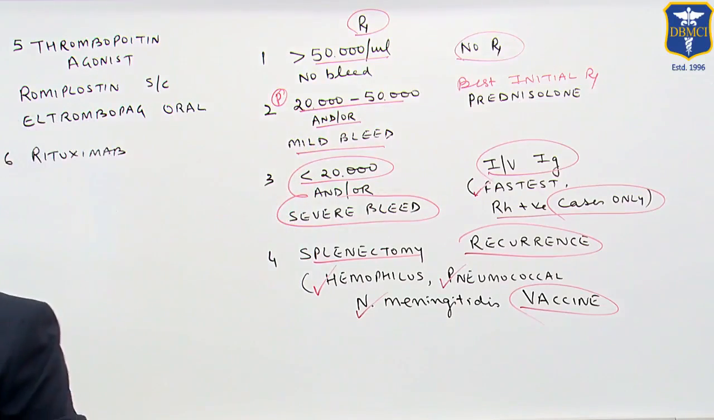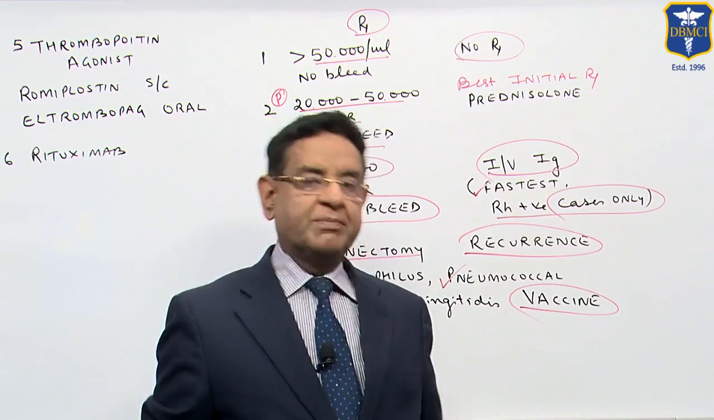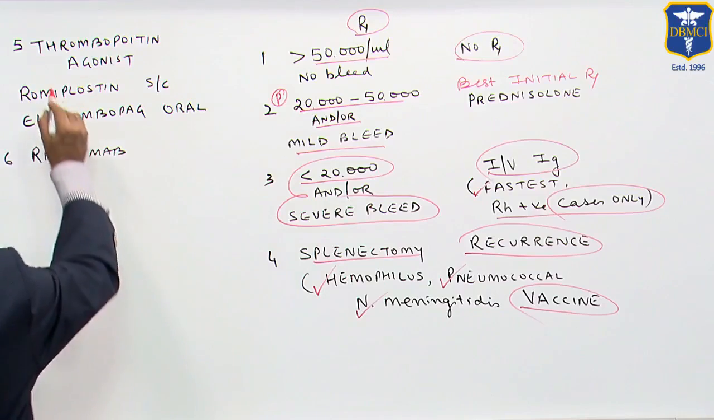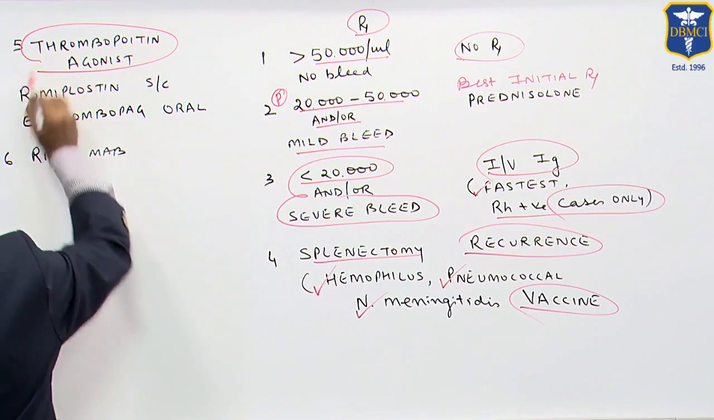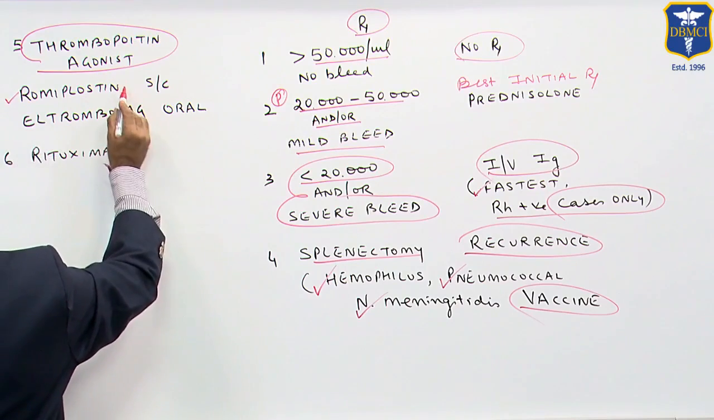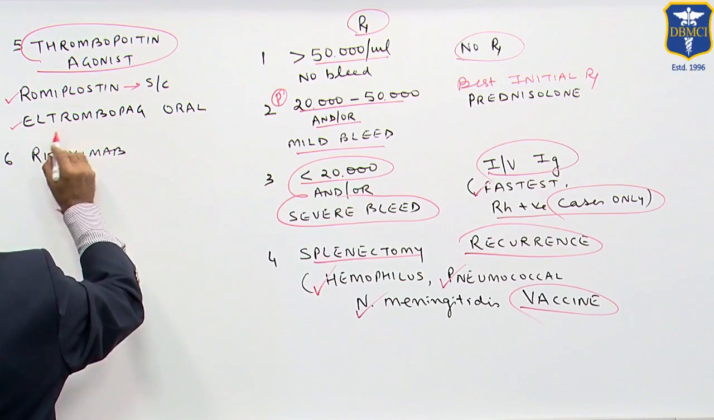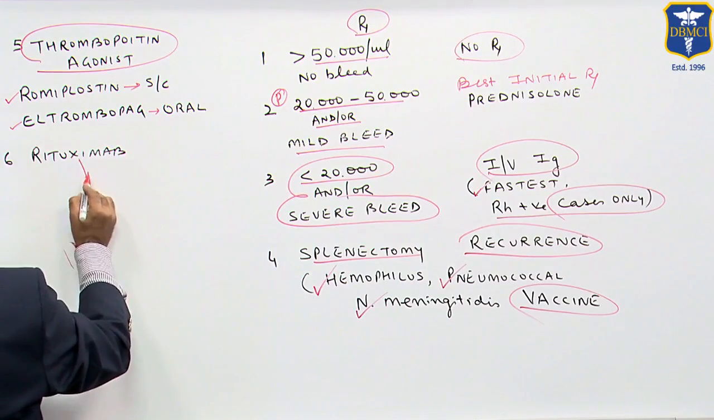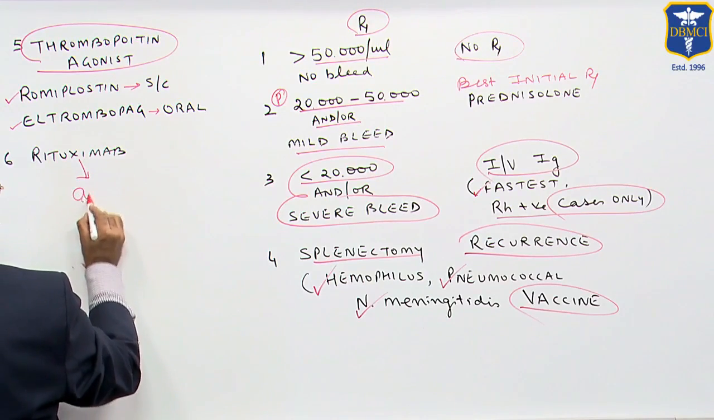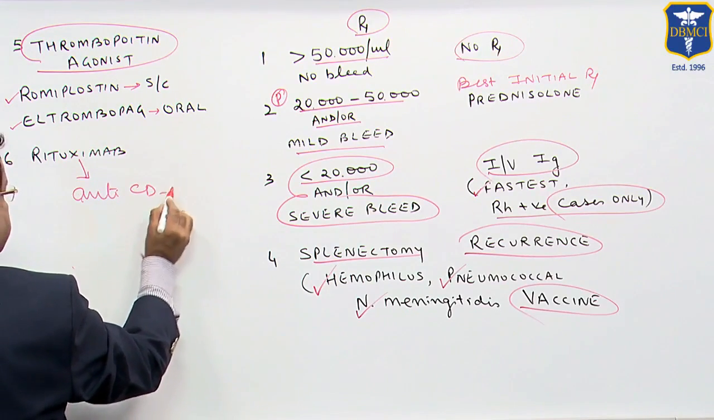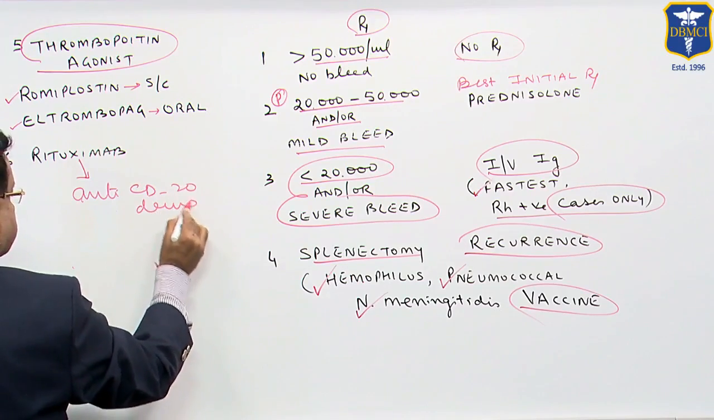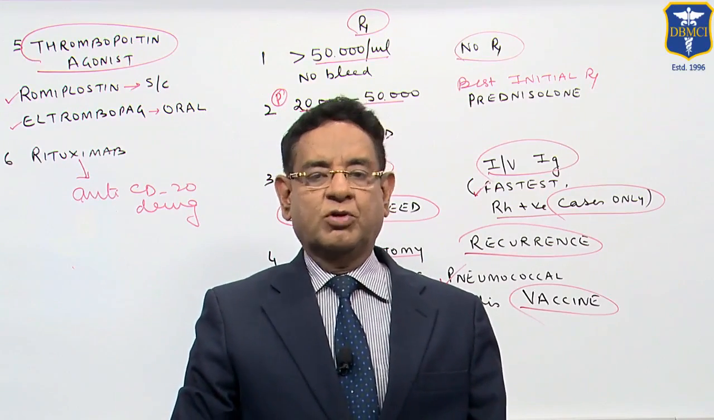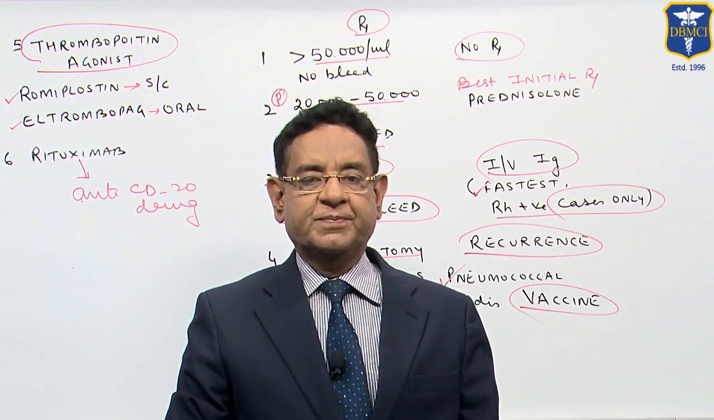Still, if the problem persists after splenectomy, then you can go for thrombopoietin agonists. They include romiplostim, which is given subcutaneously, or eltrombopag, which is given orally. And the newer drug rituximab has come. It is an anti-CD20 drug. This can also be given in some of the cases. This is all about ITP. Thank you very much.